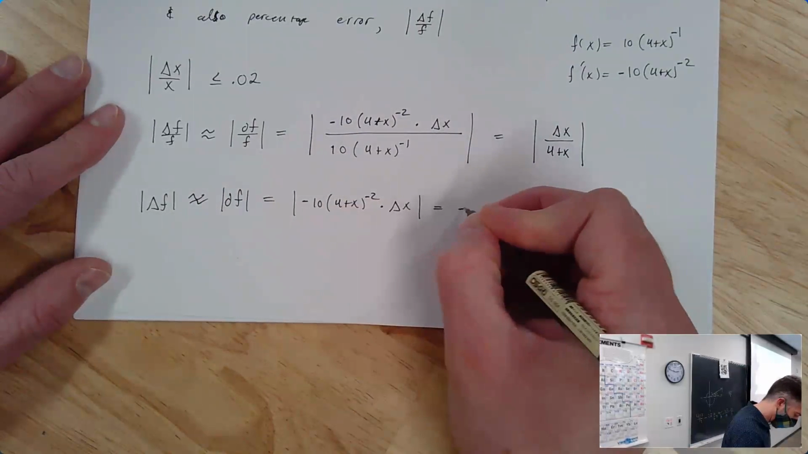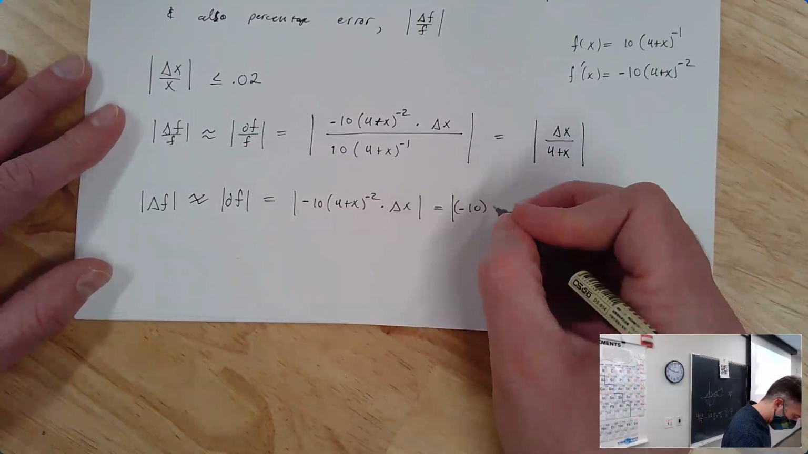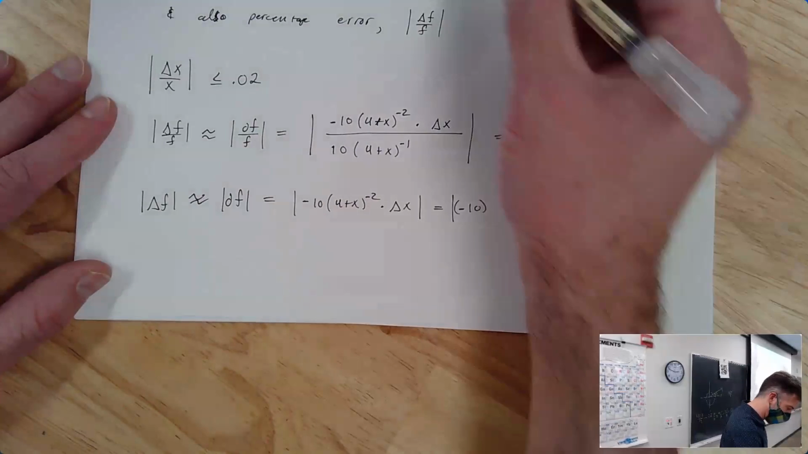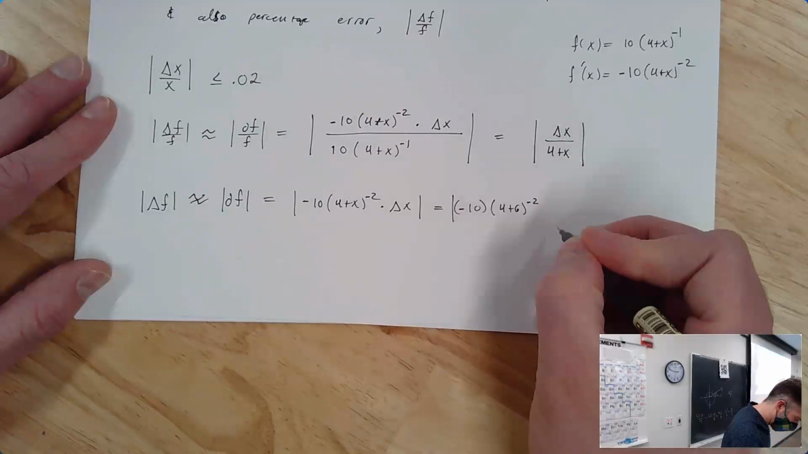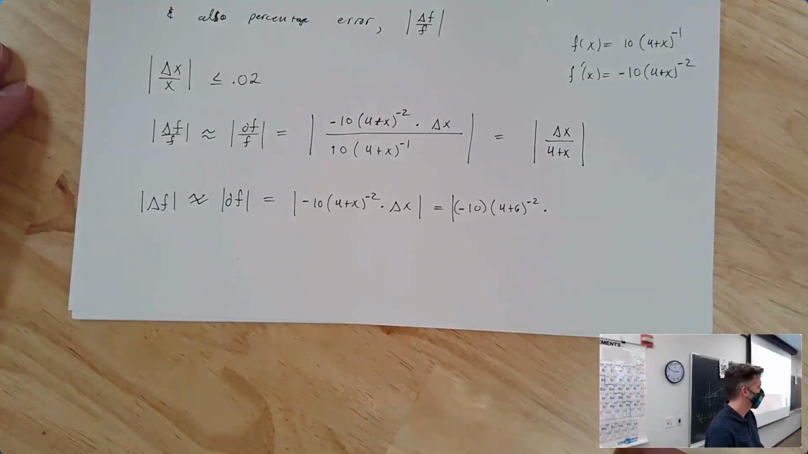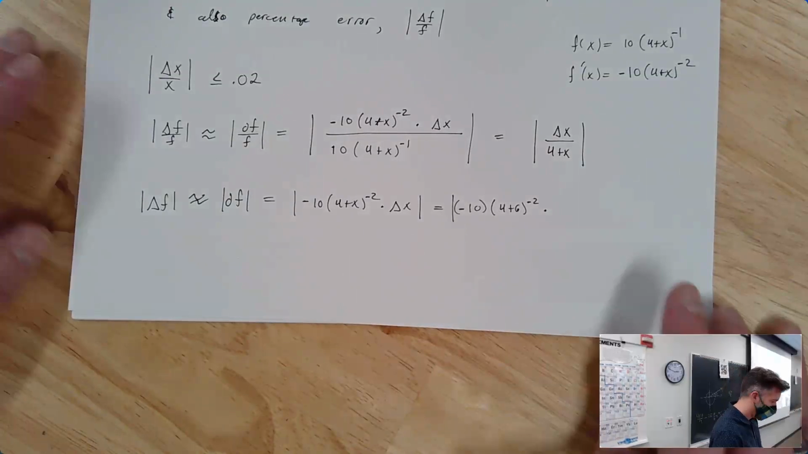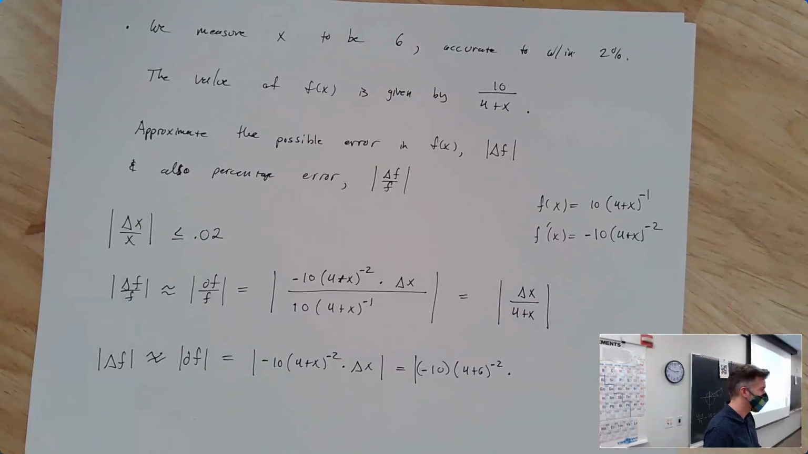That's going to be negative 10 times, let's see, x is 6, so we got 4 plus 6 to the negative second. What's delta x? That's a good question. What is delta x? They didn't tell us. They told us that we measured x to be 6, accurate to within 2%. So how much change in x could there be?